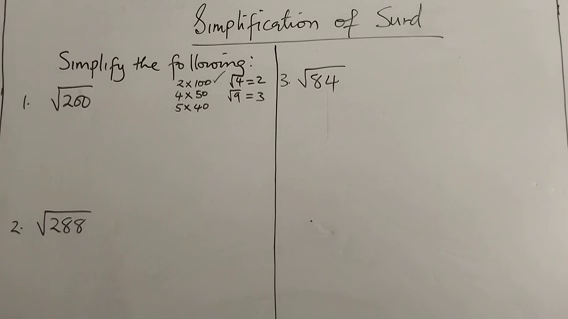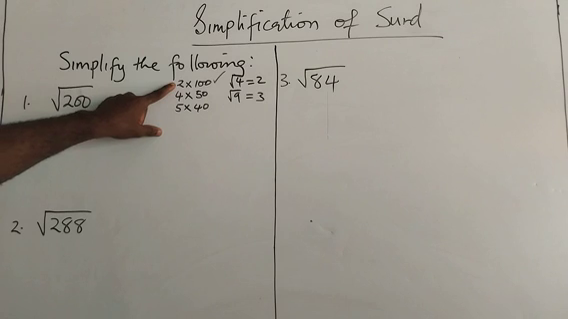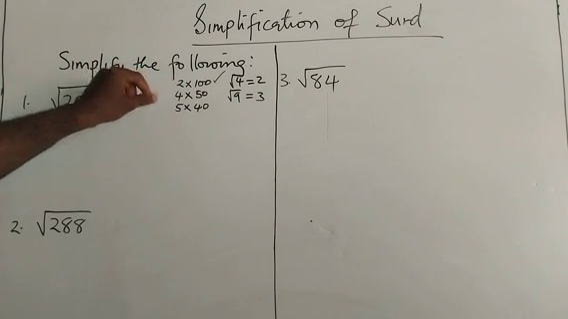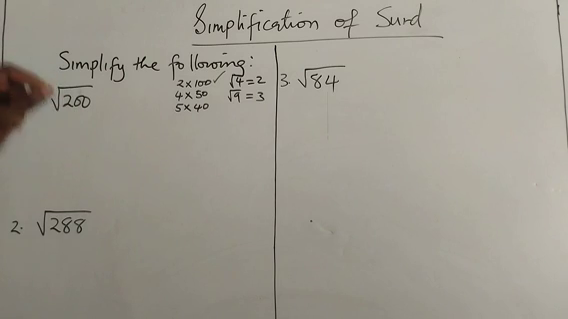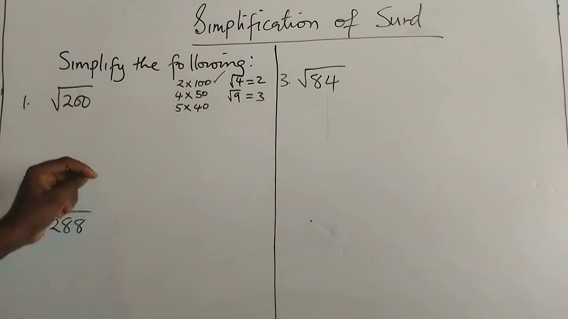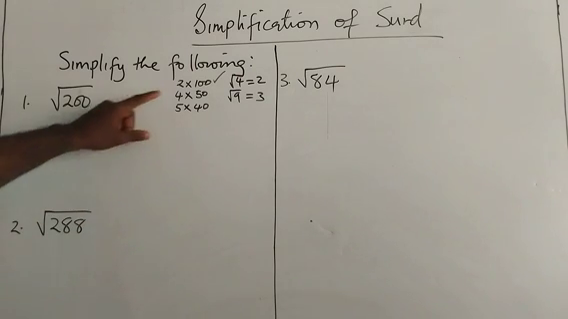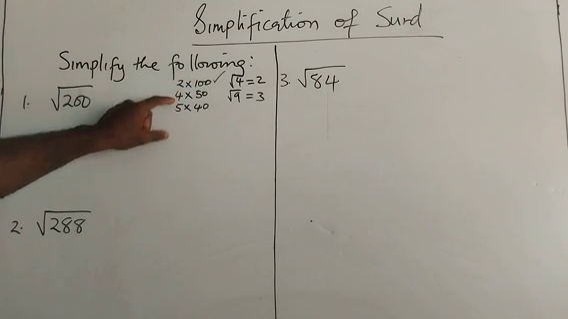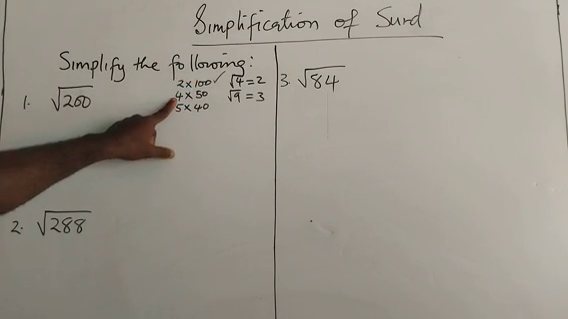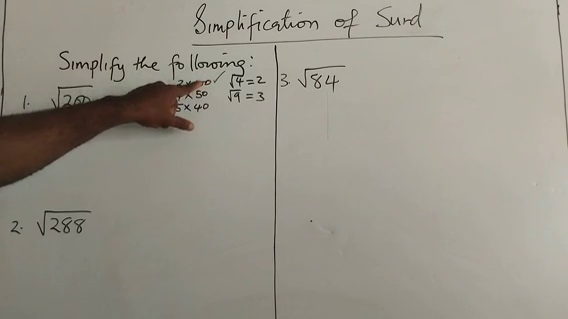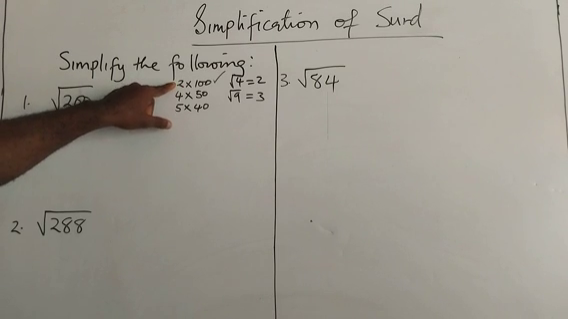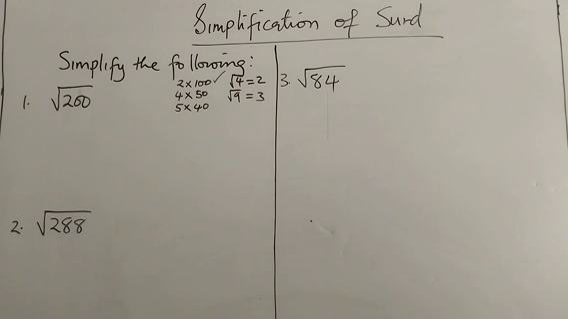Why did I say so? It's not only choosing the one that has a perfect square, but the perfect square that is the highest. The combination with the highest perfect square. 100 is a perfect square, 4 is a perfect square, but 100 is bigger than 4. So, the best thing is to choose a perfect square that is the biggest amongst the factors of the number you want to simplify.